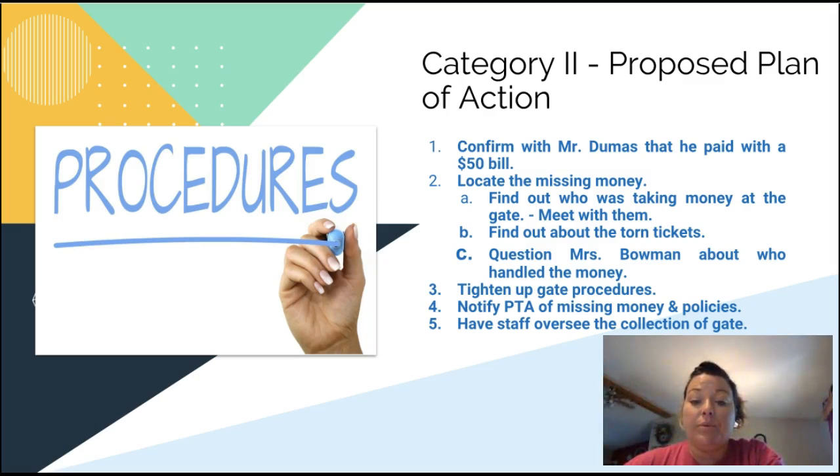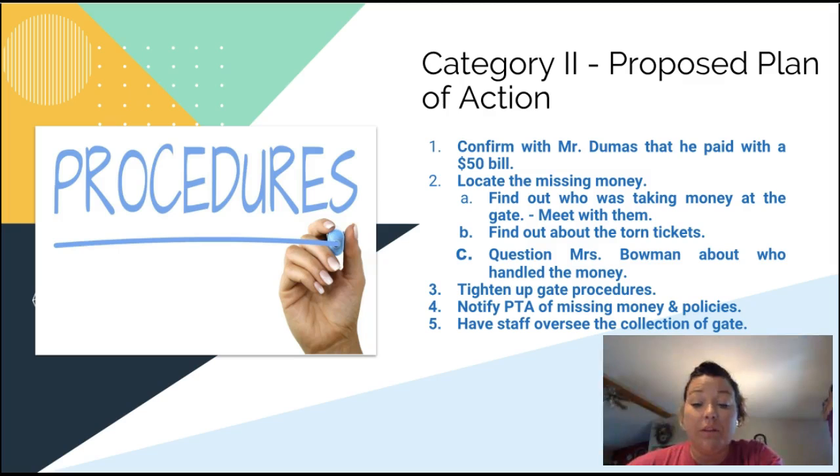After that, I would probably tighten up my gate procedures and my event procedures. I would see what procedures and policies we have in place, and if there are none, I would definitely put some in place. It sounds like there were some, inventory matching, and they're using pre-numbered tickets, so I think those just need to be tightened up.